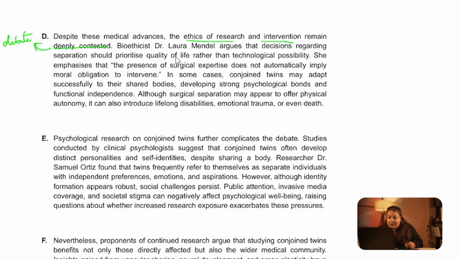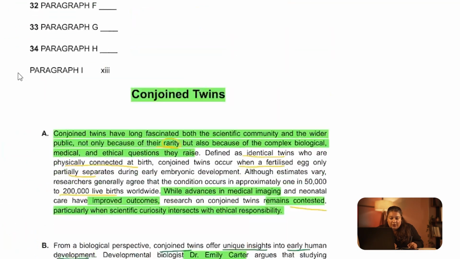We have a name again. Bioethicist Dr. Laura Mendel argues that decisions regarding separation, quality of life, right? And then the last sentence talks about although surgical separation, physical autonomy can also ensure. Again, this talks about risks associated or the outcomes of surgical separation of conjoined twins. She emphasizes the presence of surgical expertise does not automatically imply moral obligation. Some cases are successful, but developing strong functional independence. All right. So it does talk about risks, but also about ethics in terms of research and quality of life as well.